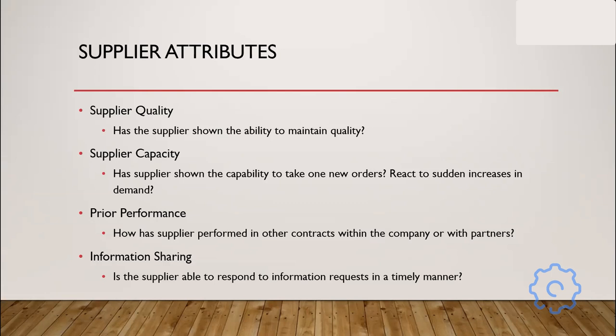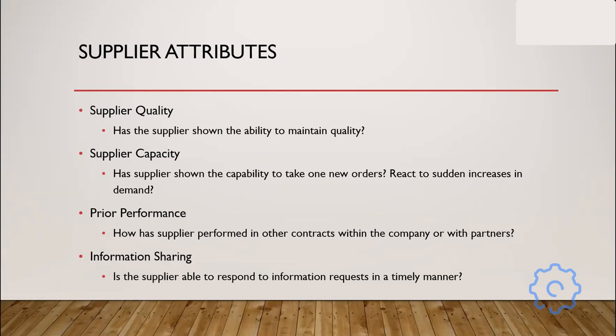Also prior performance. Has the supplier performed in other contracts within the company or with partners? Can you see how they've performed in other contracts? If the performance is solid, and this is very important, and the characteristics of the contract are very similar to what you're going to be pursuing, then this is an indicator that they may be able to repeat that performance with you. Now, obviously, this would be taken in conjunction with the other two bullets and the fourth bullet that I'm going to cover in a minute. So these all work together to help you understand the supplier performance.